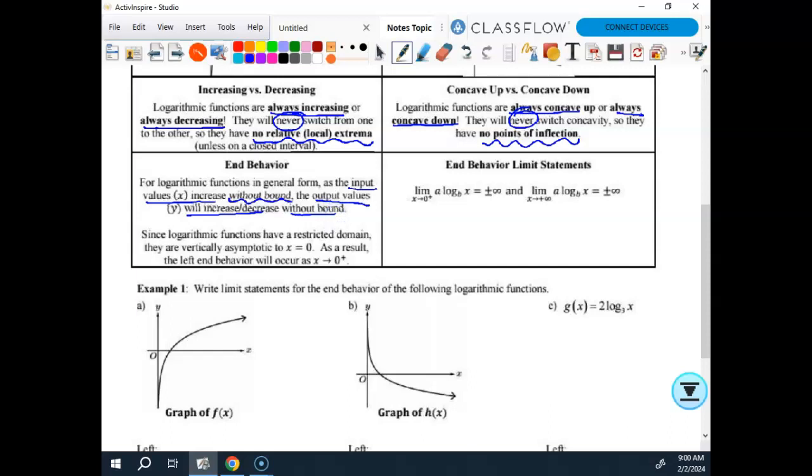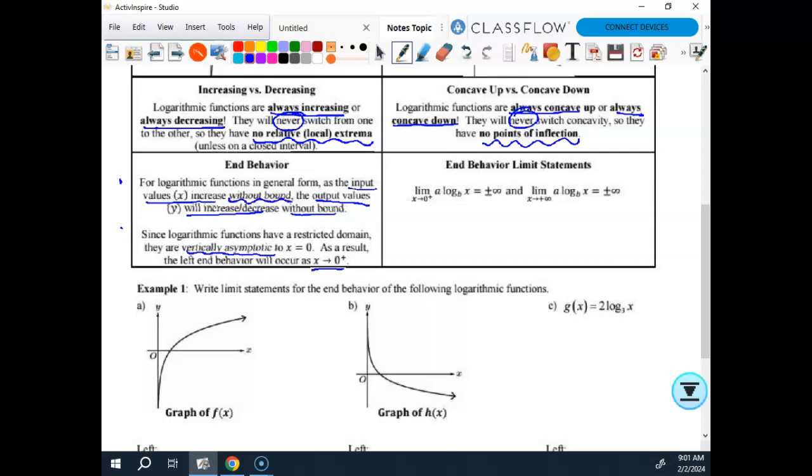Okay. Since log functions have a restricted domain, they are vertically asymptotic. Okay? Fancy word again, like multiplicatively was yesterday. Vertically asymptotic. That means you have a vertical asymptote at x equals 0. Just sounds fancy. As a result, the left-end behavior will occur as x approaches 0 from the right. Now, these statements are based on that general form up there without any translations, and translations are one of the things we're going to look at today. And so then some of these don't hold true, but that's because it's not talking about translations.